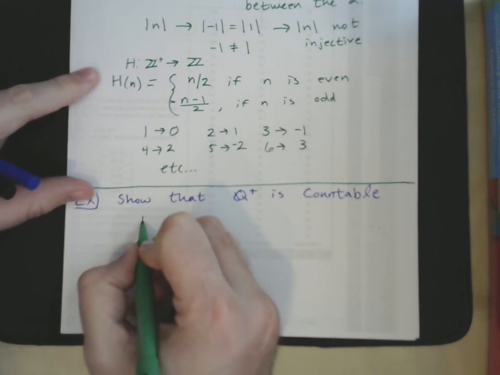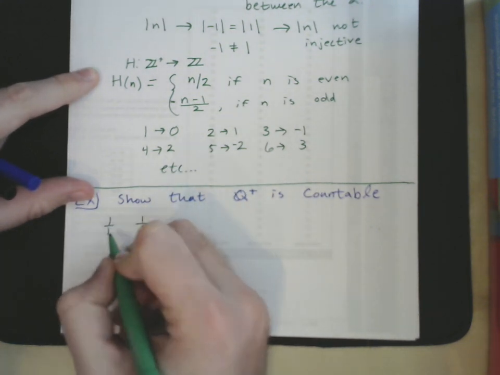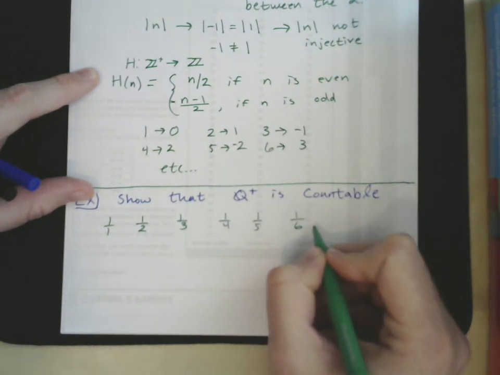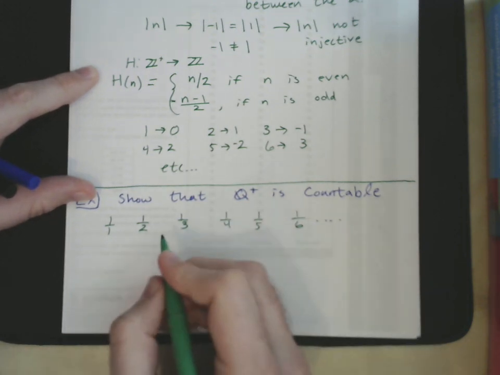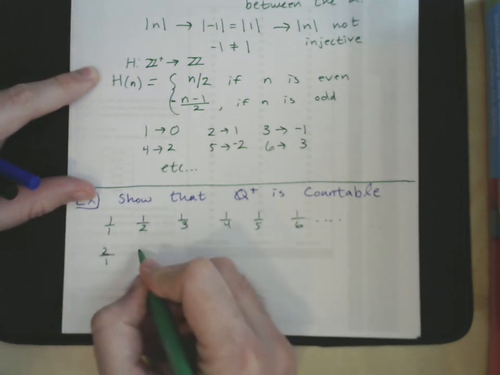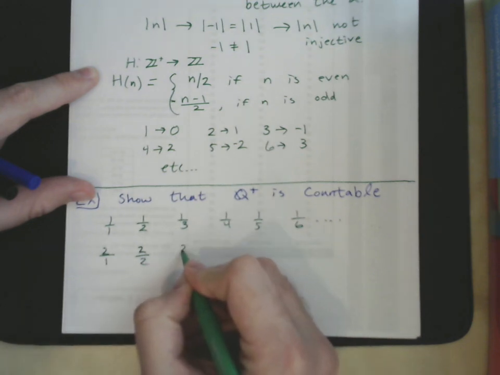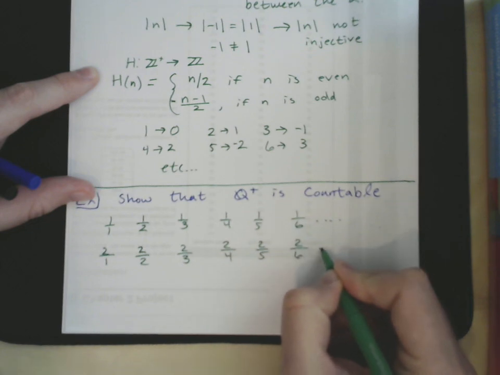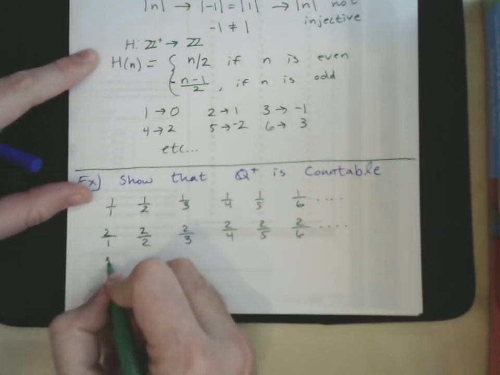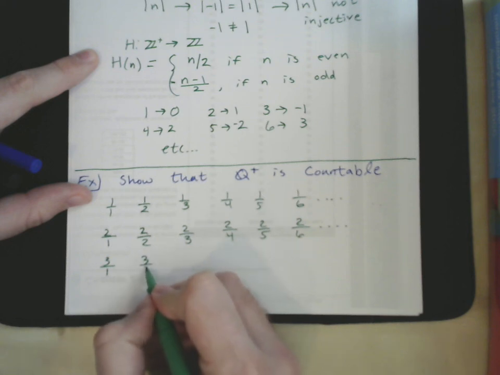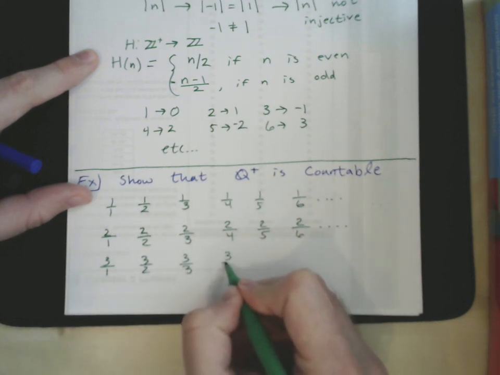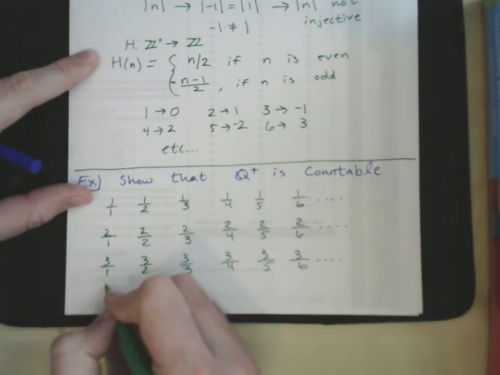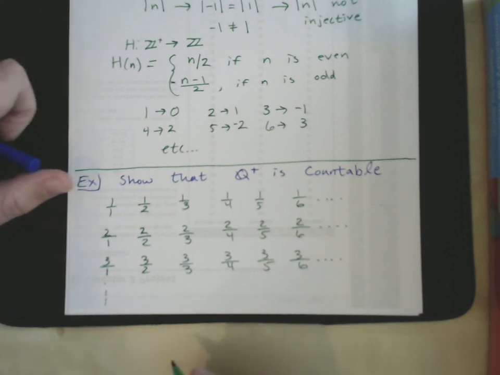So what we're saying here is we have 1 over 1, 1/2, 1/3, 1/4, 1/5, 1/6, dot, dot, dot. We make all of those rational numbers. Then we make all of the rational numbers that have 2 on top, 2 over 1, 2 over 2, 2 over 3, 2 over 4, 2 over 5, 2 over 6, dot, dot, dot. We have all the ones with 3, 3 over 1, 3 over 2, 3 over 3, 3 over 4, 3 over 5, 3 over 6, dot, dot, dot. And that continues on down that way. And then we're going to keep writing because there's a bunch.